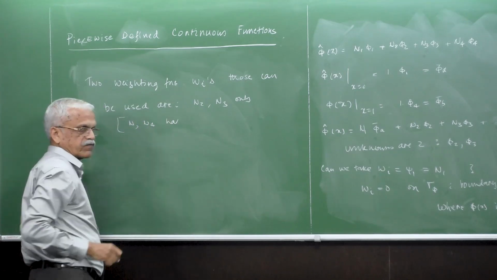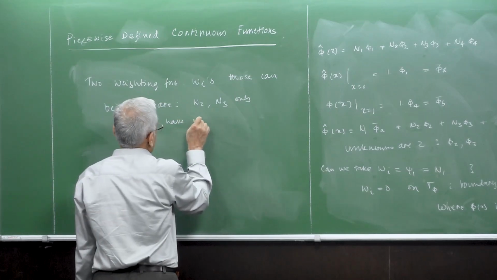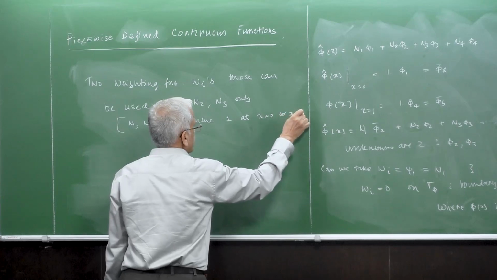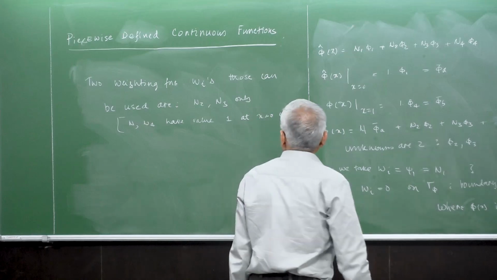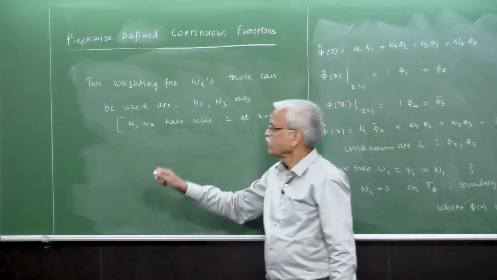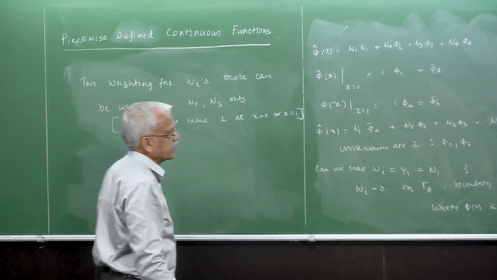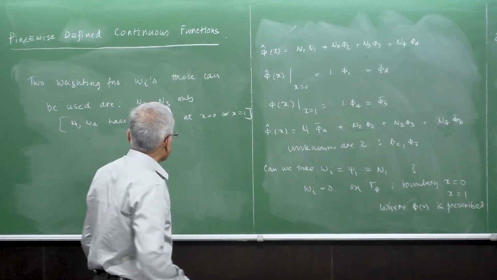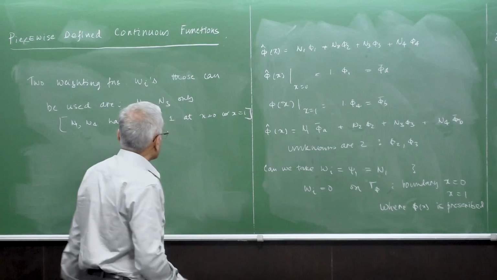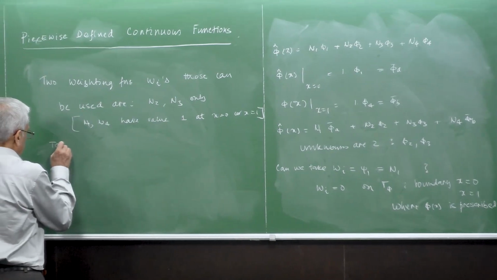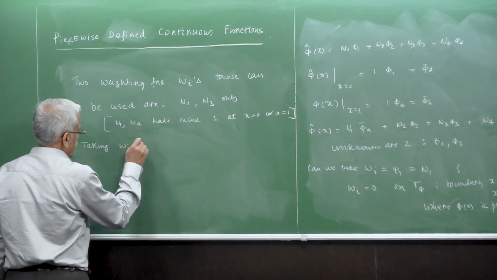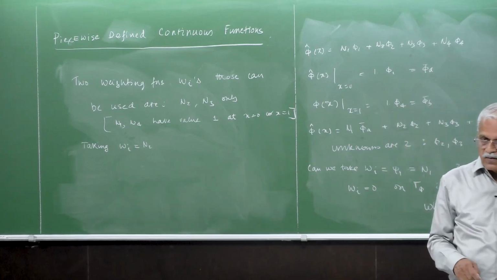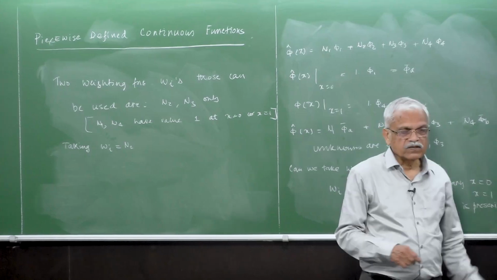As a further explanation, n2 and n3 can only be used, and n1 and n4 cannot be used here, because n1 has a value of 1 at x equal to 0, and n4 has a value of 1 at x equal to 1. Thus we have decided what the weighting functions should be. These are the two equations which we develop, and using those two algebraic equations, we should be able to solve for the unknown values phi 2 and phi 3.